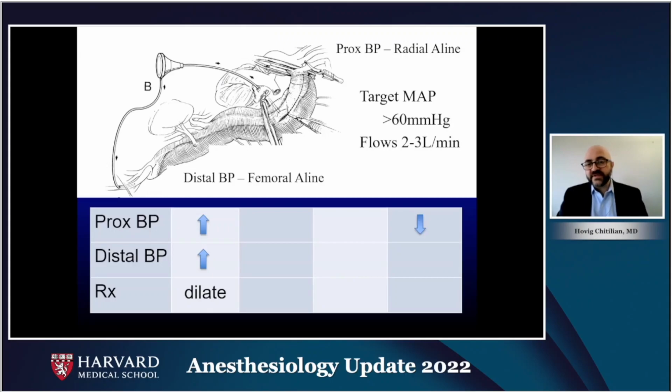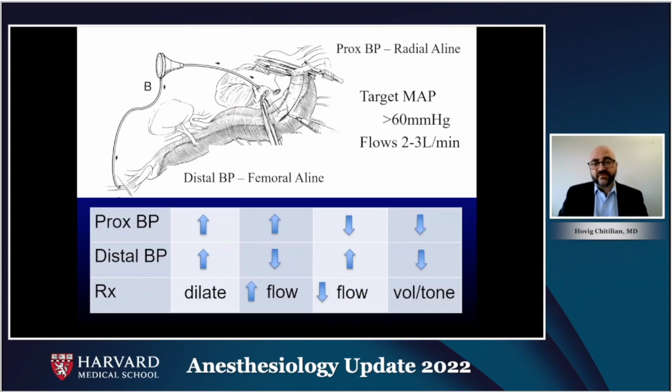Conversely, if the proximal pressure is low and the distal pressure is low, then that patient requires volume or tone. You can temporize with tone while you get the volume in. If the proximal pressure is high, but the distal pressure is low, then we just increase pump flow rates to provide more of that preload to the visceral organs. And finally, if the proximal pressure is low, but the distal pressure is high, then we reduce the pump flow rate to provide more preload to the LV to perfuse the head.